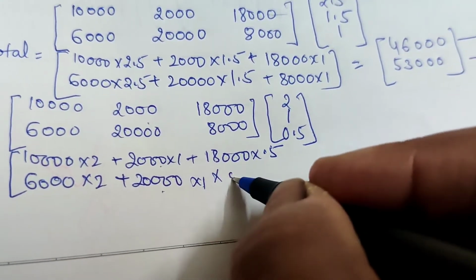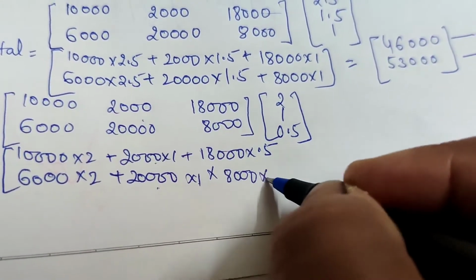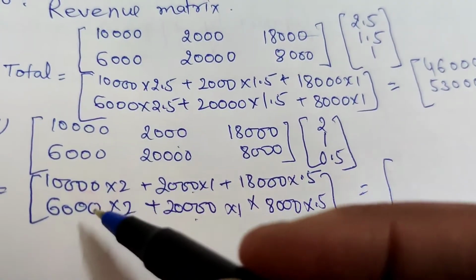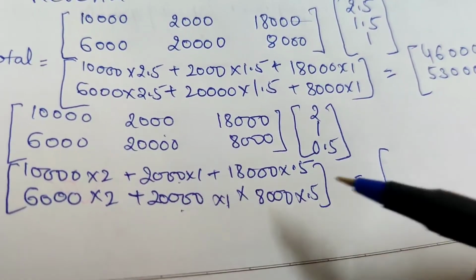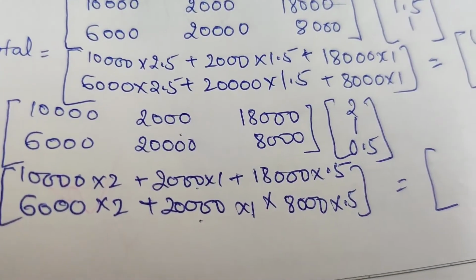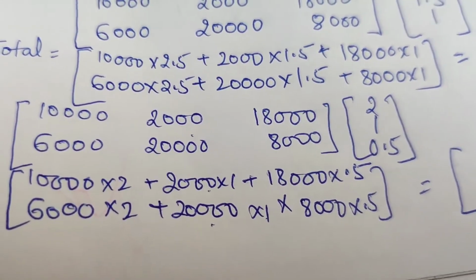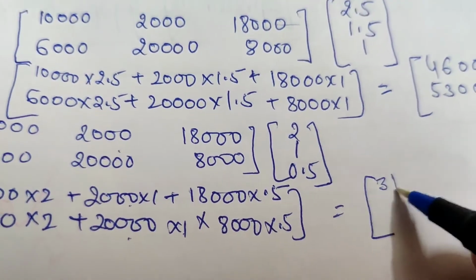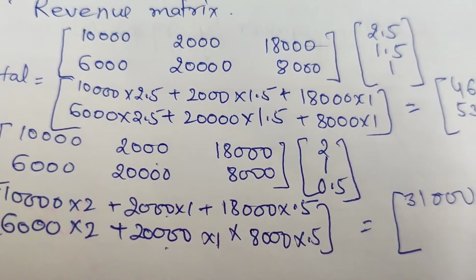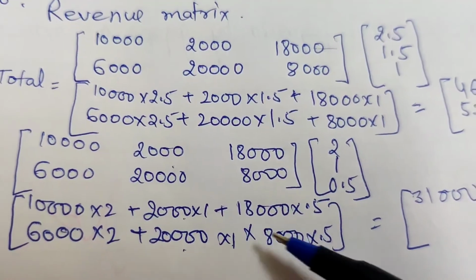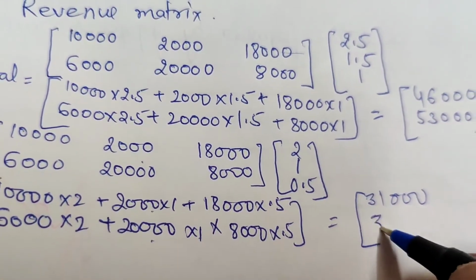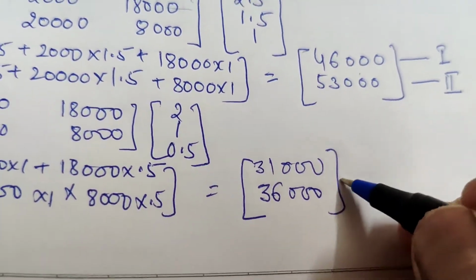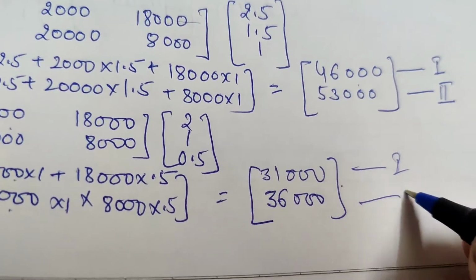Okay. 8,000 into 0.5. The total revenue collected: 22 and 18 is 20,000, 2,000 and 9,000. This one is the 31,000. In the second, 12 plus 20, 32 plus 4, 36,000. This is from the first one. This is the second. This is the market 1 and market 2.